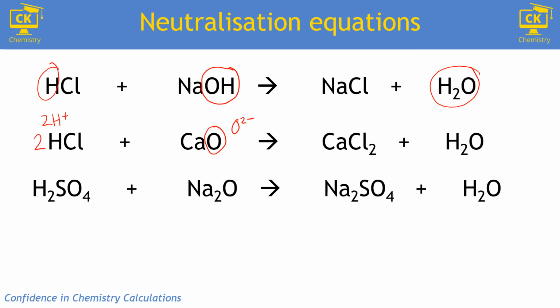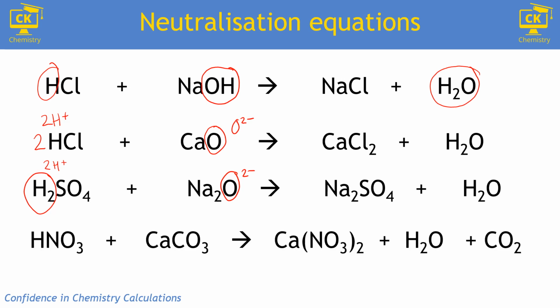H2SO4 plus Na2O. Again, I'm going to use the idea of how many hydrogens do I need? What do I need to do? Well, again, I've got oxide, which is 2 minus. This time though, my acid already has two H pluses. It's H2SO4. So actually, this is already balanced because my two H's go with my O to make H2O, and then my Na2 just goes in front of my SO4.